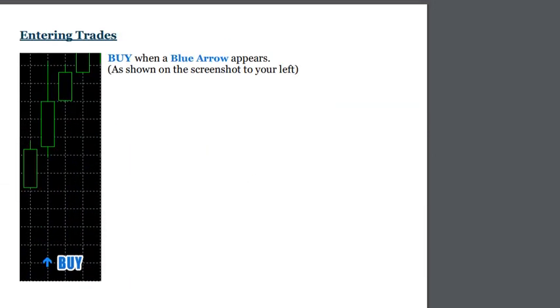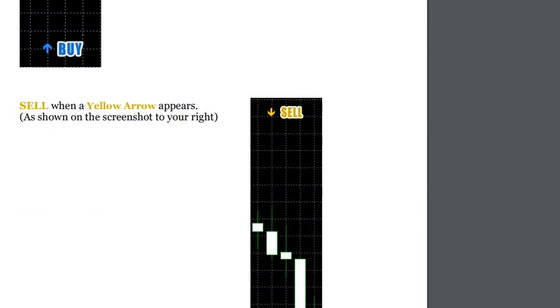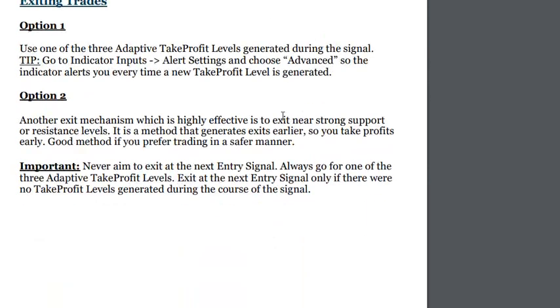Entering trades, buy when a blue arrow appears, which you can see right here. It's way down here. The word buy does not appear on the chart. Sell when a yellow arrow appears. And again, the word sell does not appear on the chart. Exiting trades, you can use one of the take profit targets, and you'll see that. And I actually went in and just changed this to advanced for the alert settings.